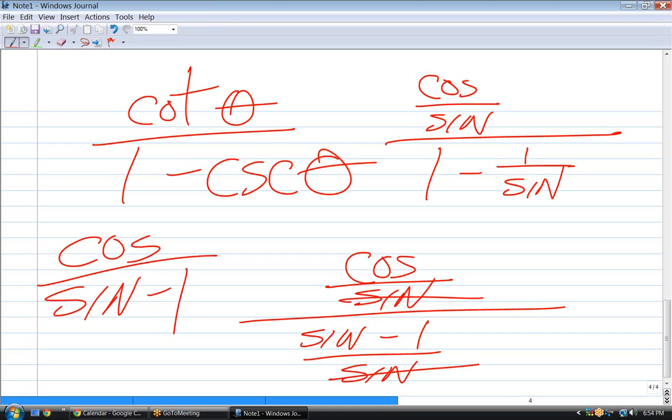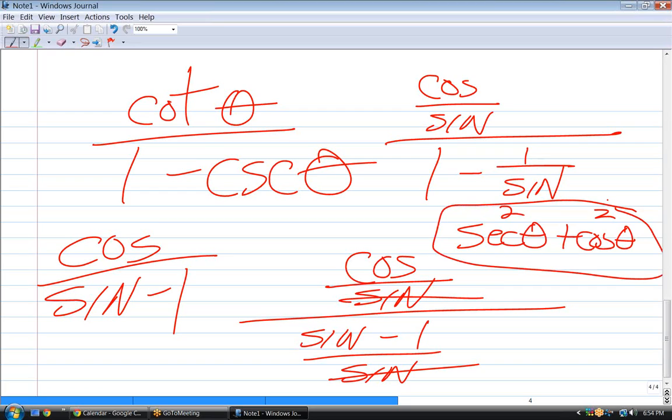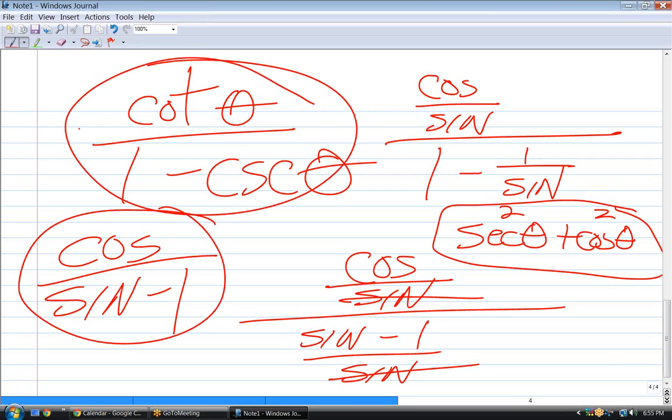You think about that for a moment. Do you have answers? Not how to do it, just what the answer should be. The answer to this one is secant squared theta plus cosine squared theta. Secant squared theta plus cosine squared theta? How is that simpler than this or this?